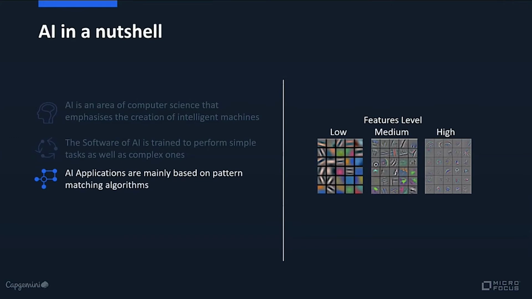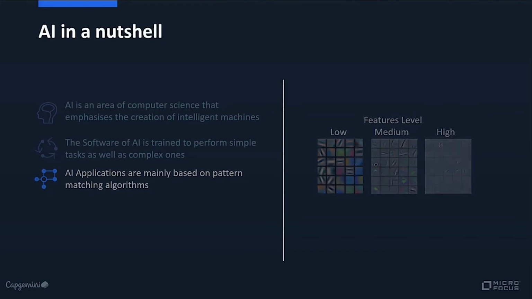AI computer vision can recognize features from low level to high level, very noticeable features as well as very abstract features, which can only be understood by the AI systems.